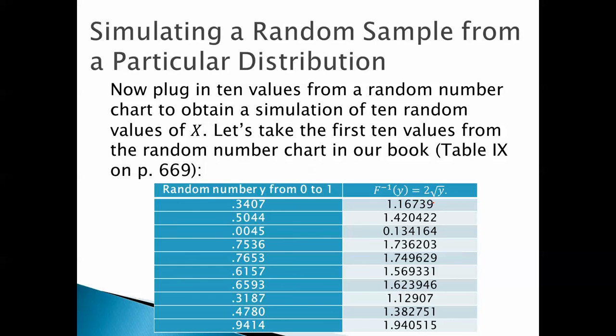Okay, now we plug in 10 values from a random number chart to obtain a simulation of 10 random values of x. Let's take the first 10 values from the random number chart in our book. So 0.3407, 0.5044, etc. We just plug these into F inverse of y, in other words, 2 square root y. So when you plug in y equals 0.3407, 2 square root y is going to be 1.16739, and so on. You just plug these values of y into this formula, and you get this. Again, this is a simulation of 10 random values of x, where f has that PDF that we talked about earlier.